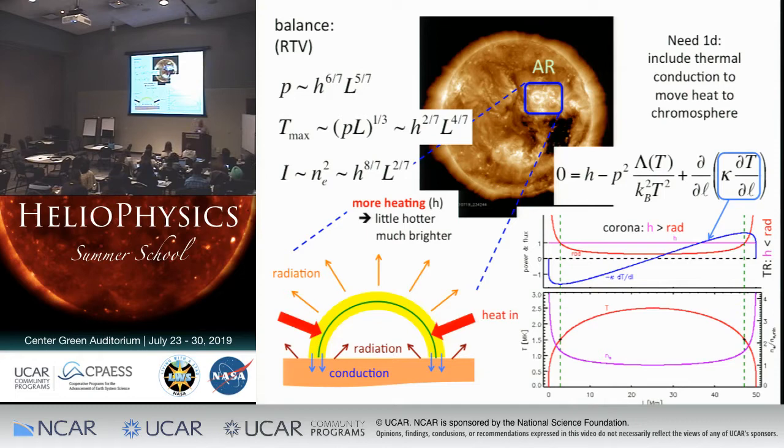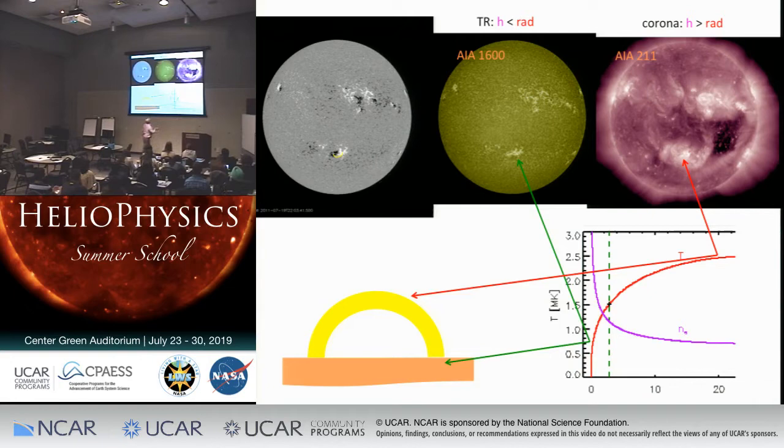And so what you see here again is, well, this is slightly hotter temperature. This is 2 million Kelvin. This is a place where the heating is greater than the radiation. You're mostly seeing places that are dense and conducting downward. You see the loops.